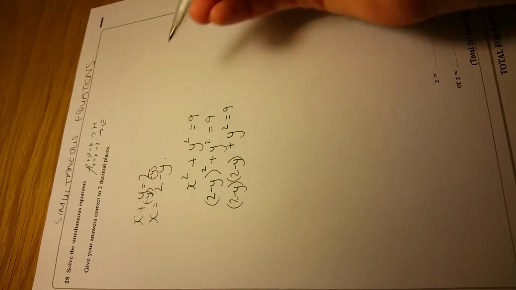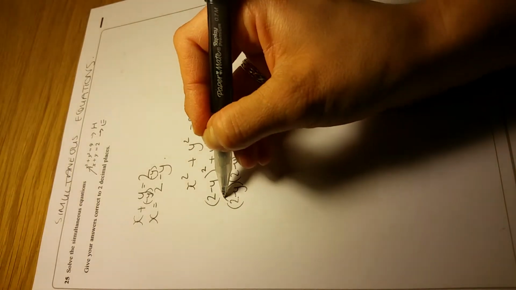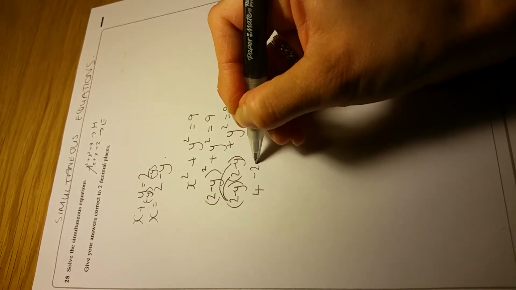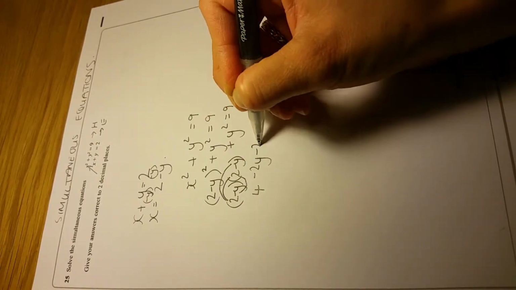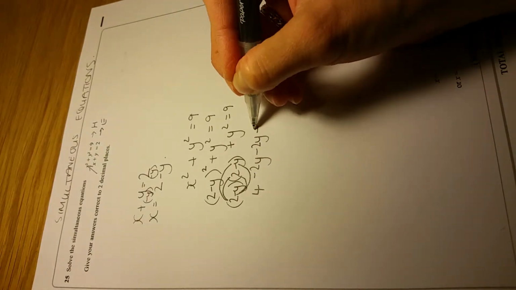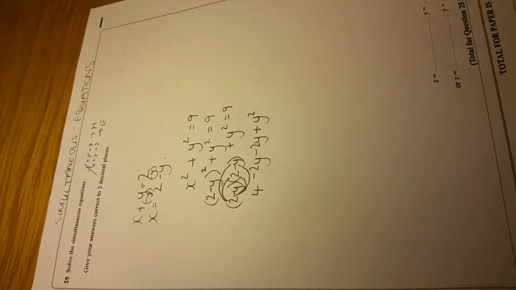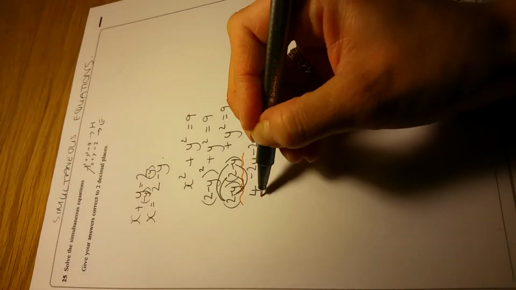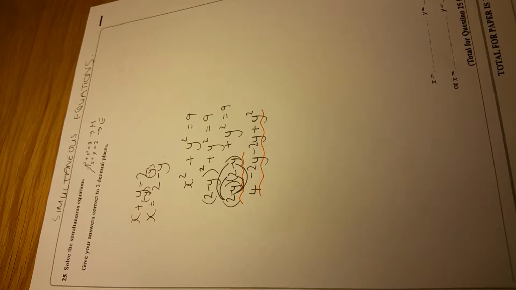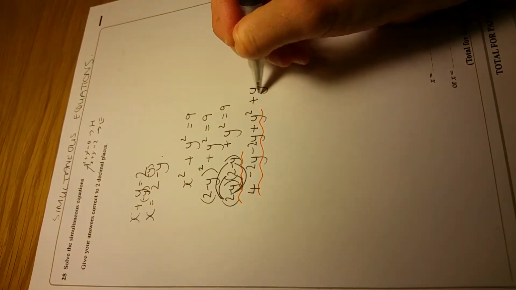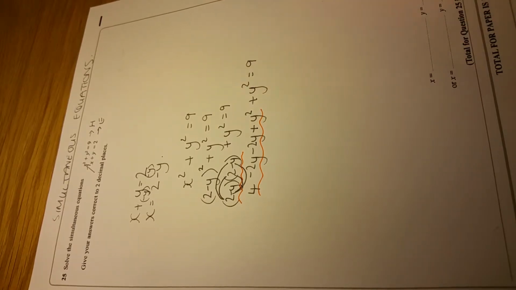Right, okay, what do I not like the look of? Brackets, so FOIL: first, outside, inside, and last. So minus y times minus y is positive y squared. Now this bit here that you've just done, which I'm going to underline in orange, is equal to that bit there. The reason I've done that in orange is so that you don't forget that this bit here hasn't gone anywhere. So now we add y squared equals 9.